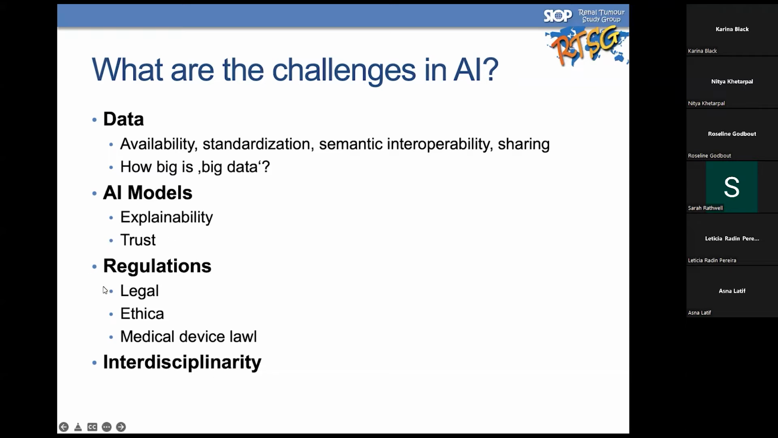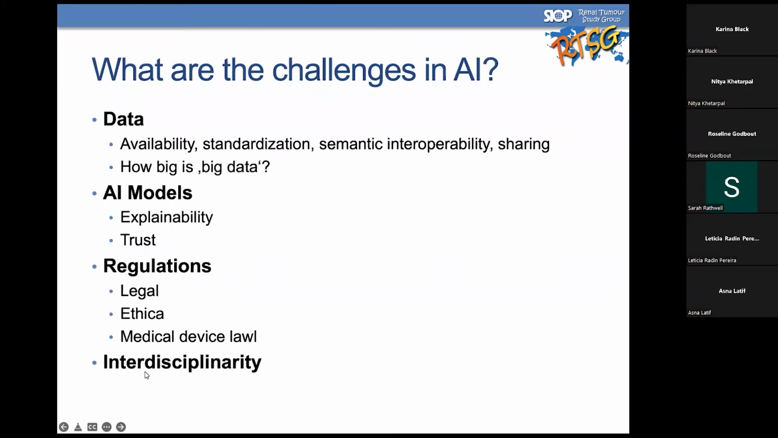Then we have another really big issue in artificial intelligence. This is the question of regulations. There are legal, ethical, and other regulations. And you have the medical device law, which I believe is so important if you have set up a model, and then the regulation of a medical device law comes. At least in Europe, this is very difficult, and from an academic perspective, you cannot solve this problem.